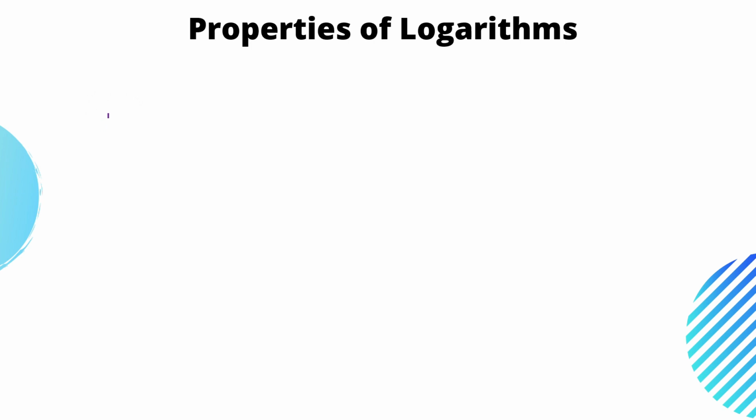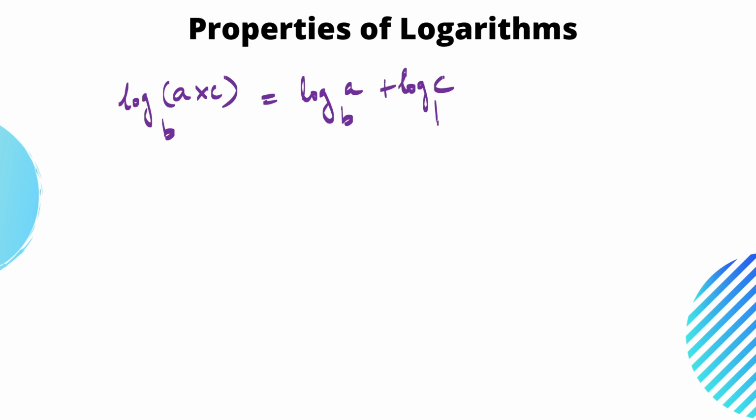We all know the properties. So log of a into c to the base b is equal to log a to the base b, as it is multiplication, we have addition, plus log of c to the base b. So what is a logarithm first? What is the purpose of logarithm? See, if we take a power x is equal to n, some constant, we can express a in terms of n. We can express n in terms of a. Like a is equal to n power 1 by x. We can express like this.